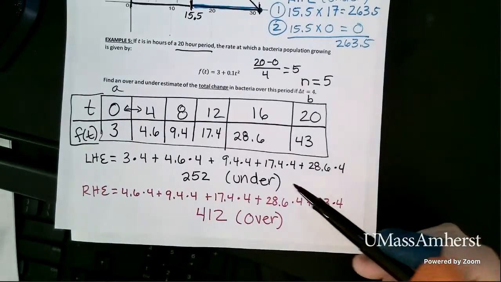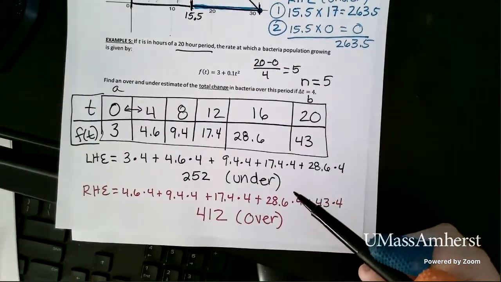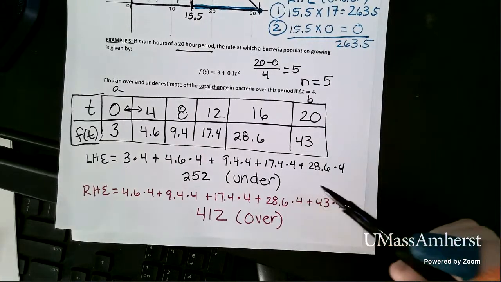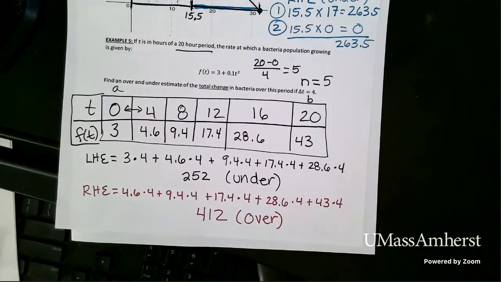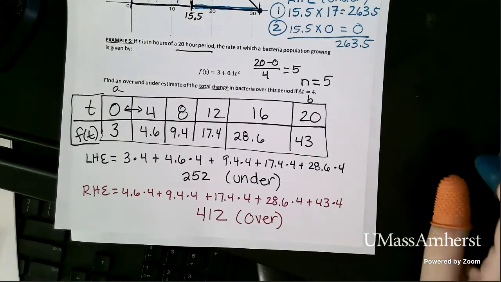Again, I just want to emphasize that your left-hand estimation could be an over or underestimate depending on the function. So you really do need to do both to figure out which one is bigger, so that you can determine which one is the overestimate and which one is the underestimate.